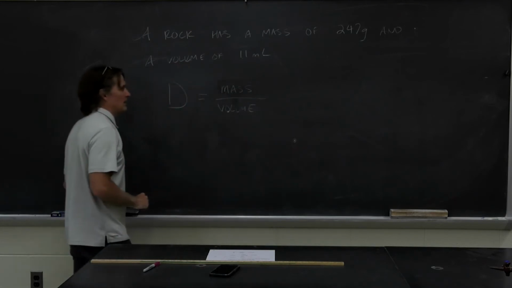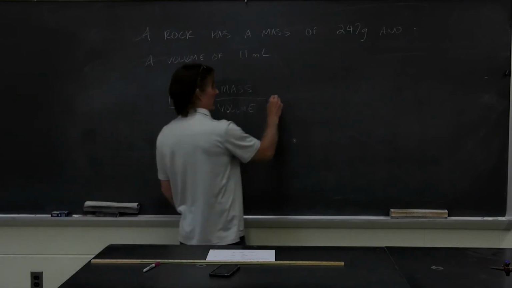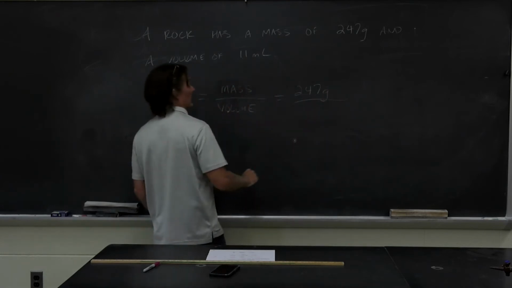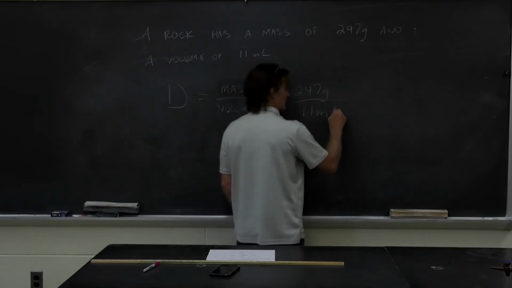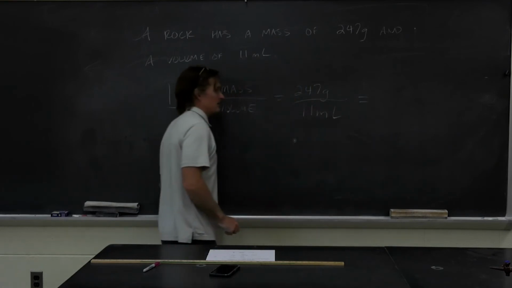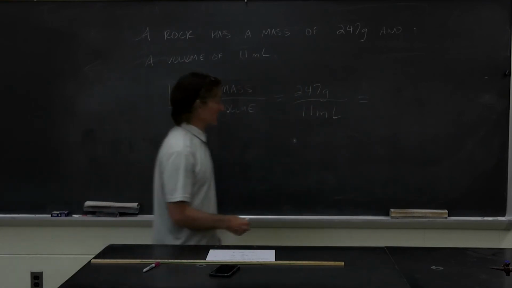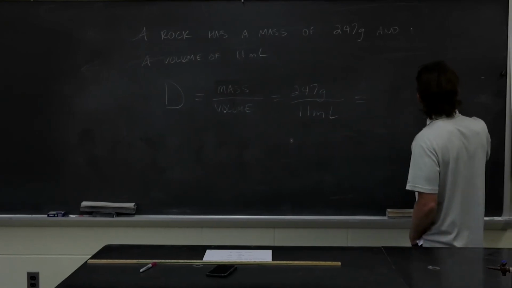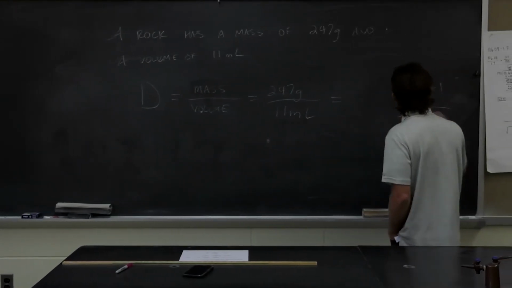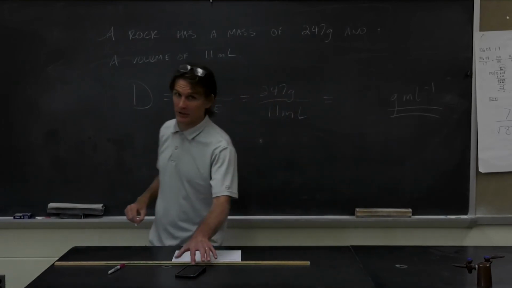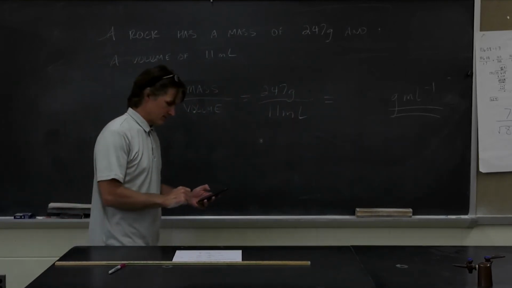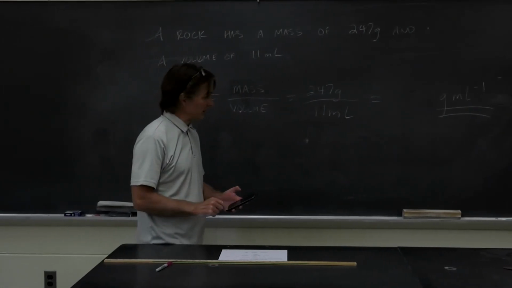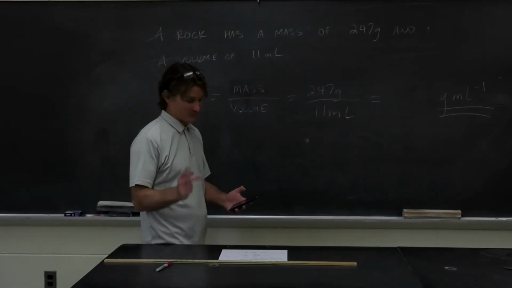And then we're just going to go ahead and plug in the mass, which is 247 grams, and divide that by 11 milliliters. The units would be grams divided by milliliters. This is half the answer, folks. Right there is half the answer. If you only put in the numbers, you're half right, or half wrong, depending on how you look at it. In terms of how you'd be graded on an exam, it'd be half right. So keep that in mind.